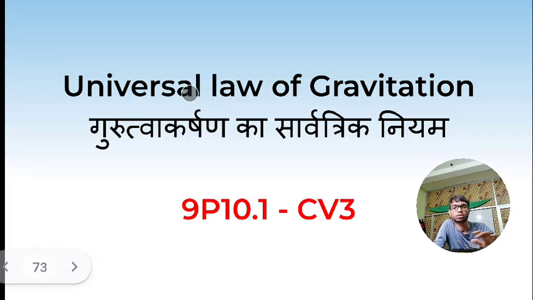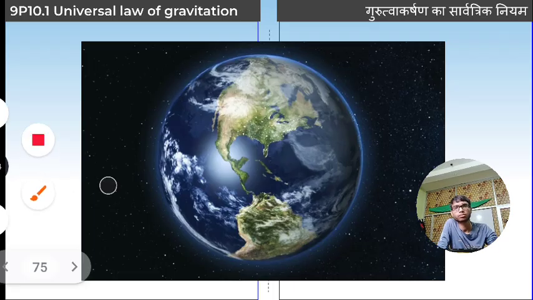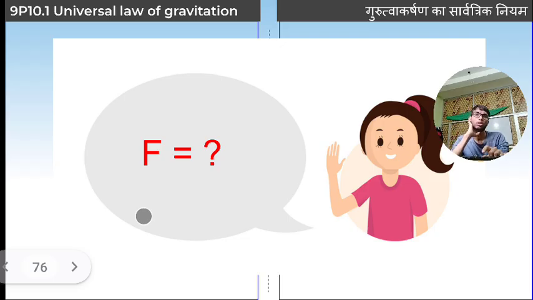Universal law of gravitation. F is equal to what? From the chapter on force we know that F is equal to m a. But in this context, what would F be equal to? It is just a little different.